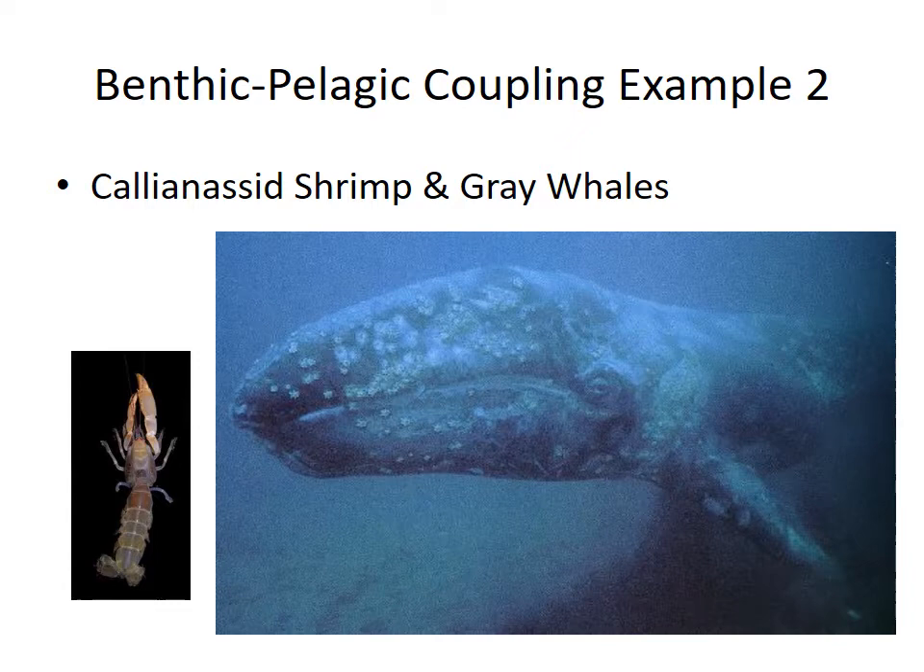So let's give another example where there are organisms that are mediating a transfer between the benthic and the pelagic environments. The organisms that we'll focus on are these callianassid shrimp, which they sometimes call ghost shrimp. They're these soft-bodied burrowing shrimp that make deep burrows within muddy sediments, and gray whales, this sort of interesting type of baleen whale that feeds not on plankton in the water column like most baleen whales do, but feeds actually on benthic stuff.